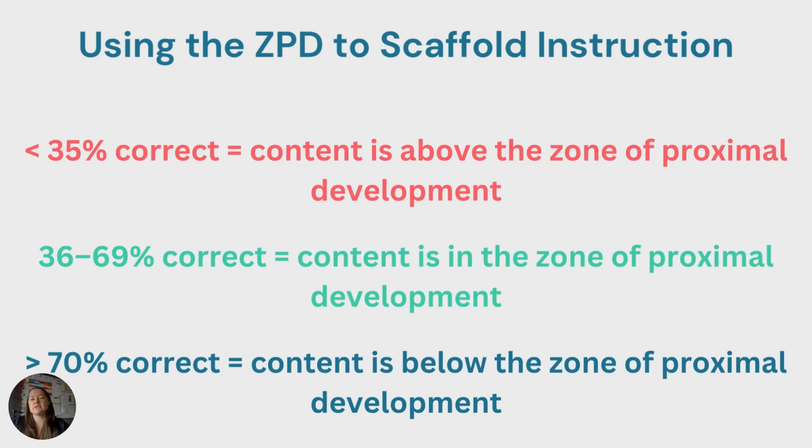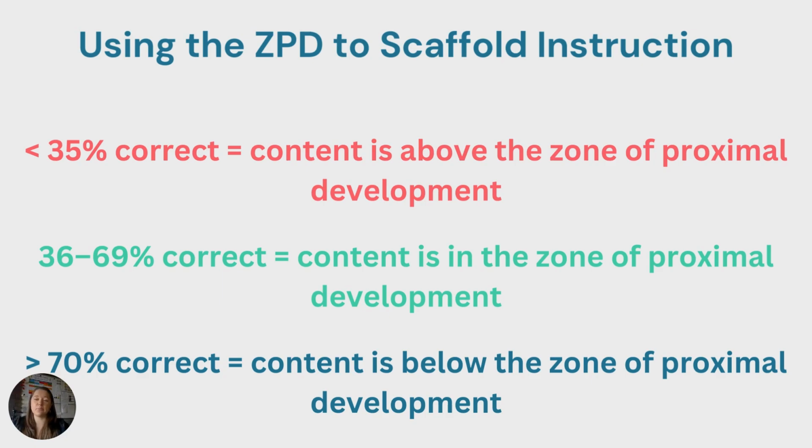Understanding and using students' zones of proximal development, or ZPDs, can greatly enhance classroom instruction. By identifying where students need support and where they're ready to learn next, educators can tailor their teaching strategies to meet individual needs. For example, when students are in the ZPD, instruction is at an appropriate level, neither too difficult nor too easy, fostering optimal learning.